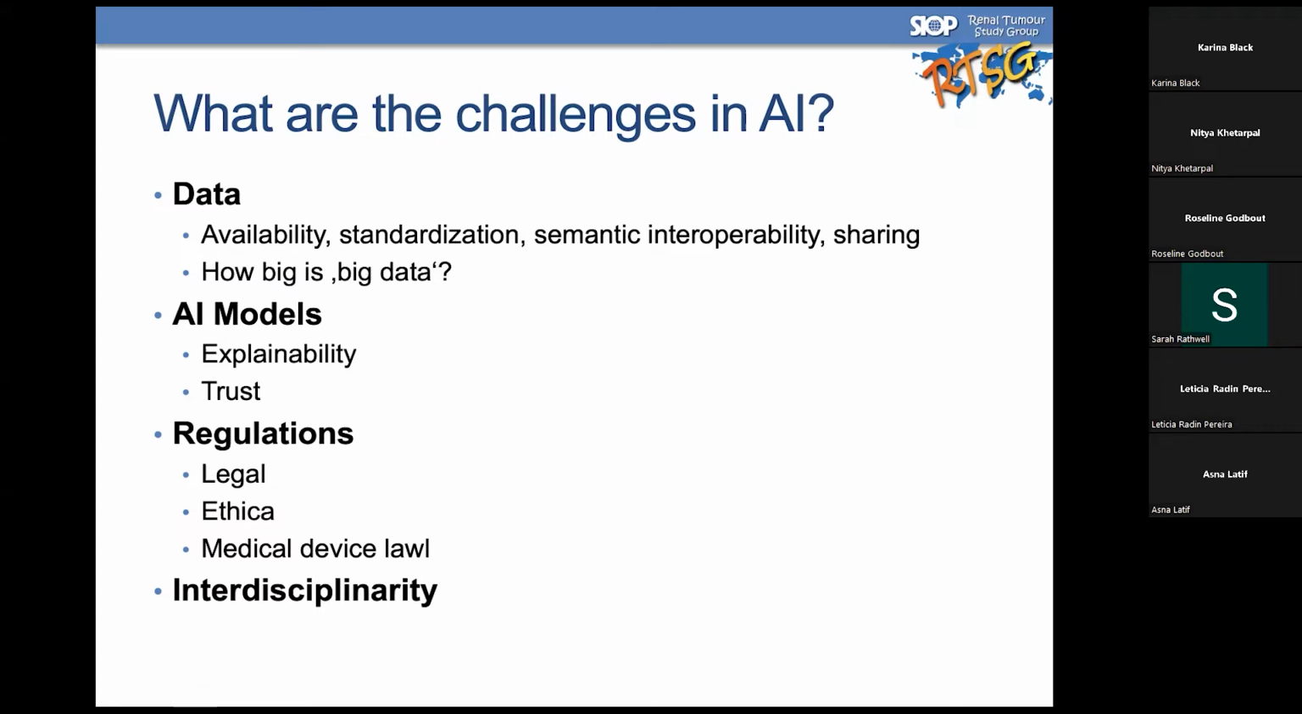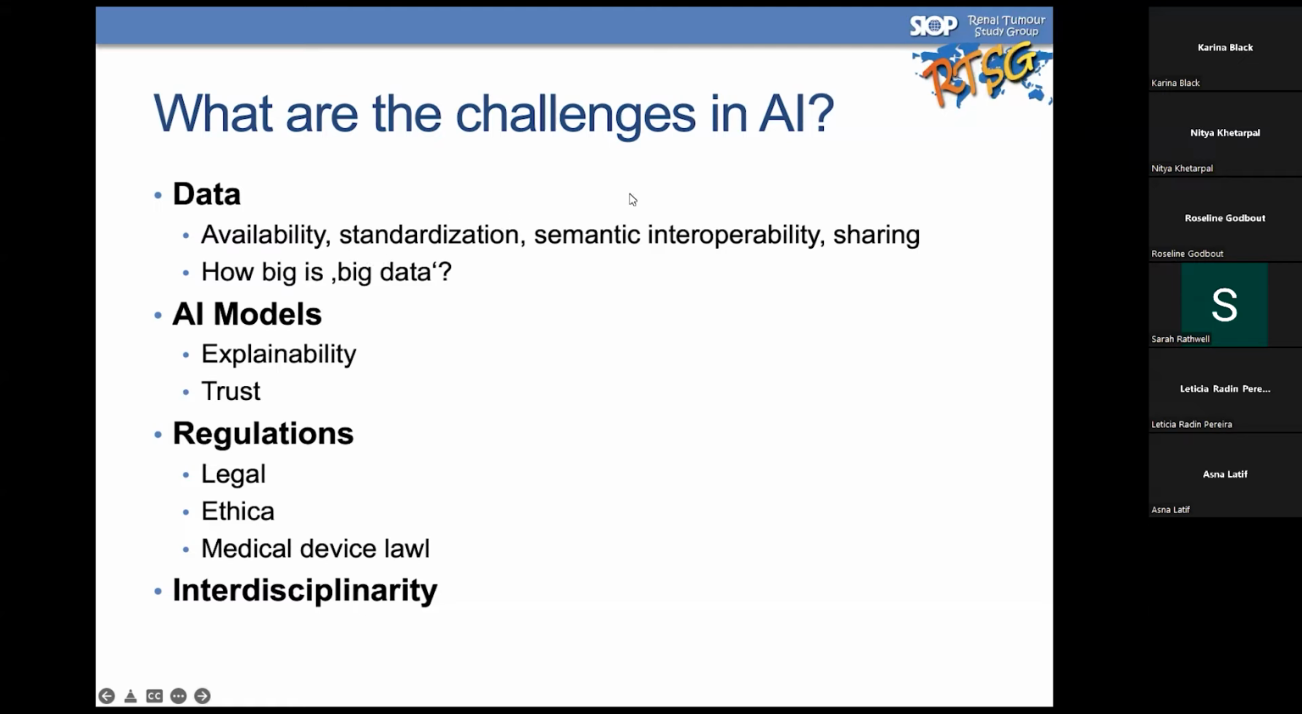You do know that pediatric oncology and all the different diseases or cancer types in pediatrics are rare tumors. And if you have a rare tumor, how can you go to big data? This is a really very important question. And you need to think about the quality of data as well.